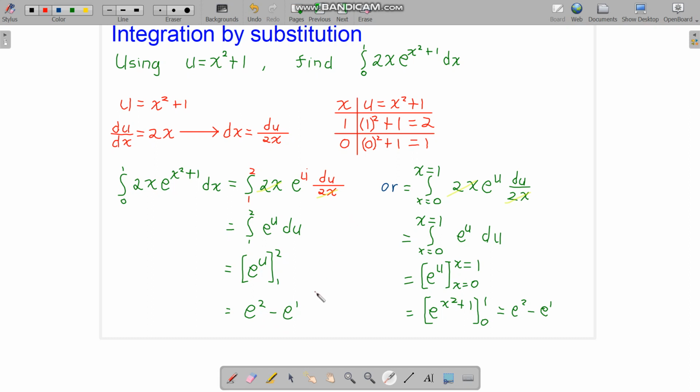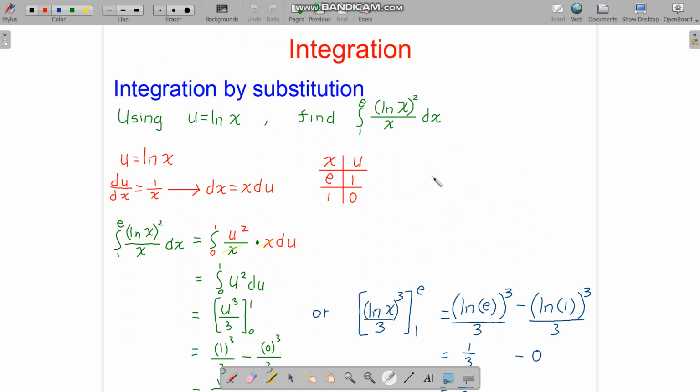Now alternatively, you can still use the original terminals from 0 to 1, but after you find the e to the power of u here, you're going to have to switch the u back to x, because the terminals we are using, 0 to 1, are for x, not for u. So if you plug in 1, plug in 0, you will get exactly the same result. By changing the terminals or not changing the terminals, you get exactly the same.